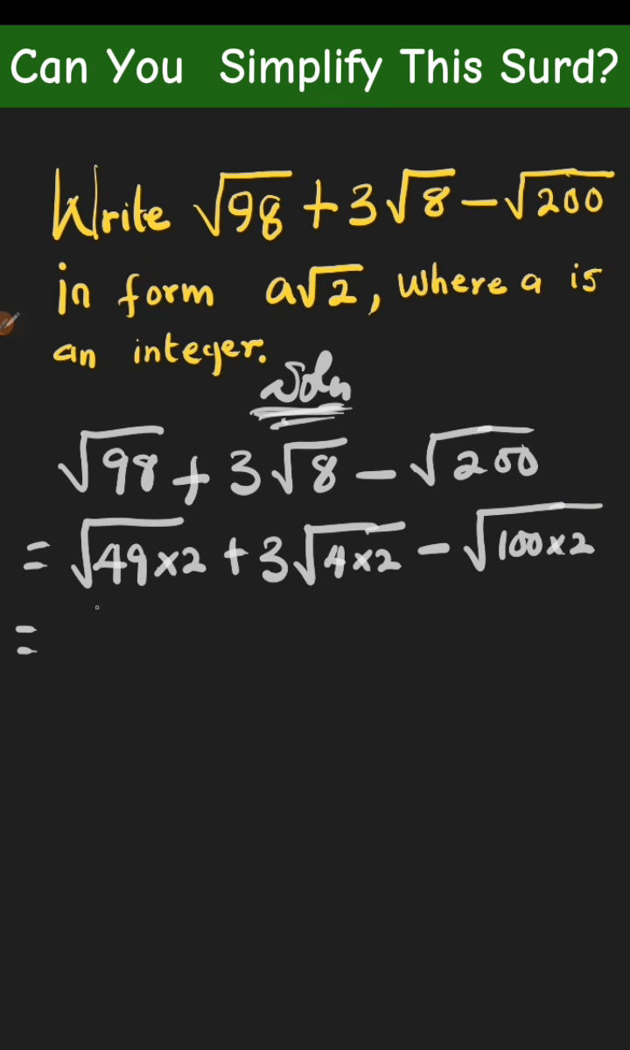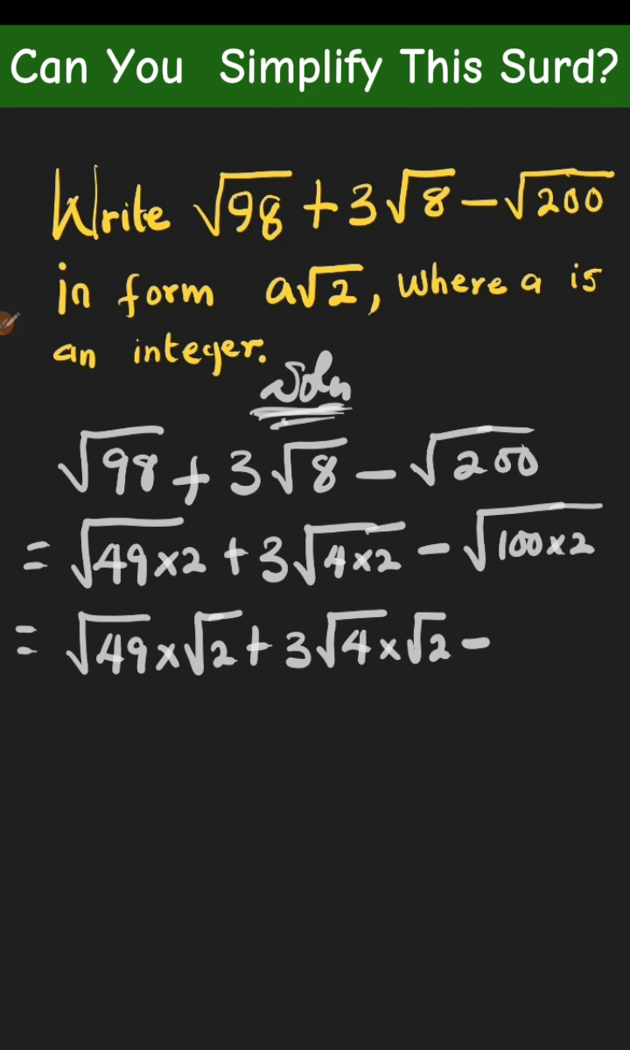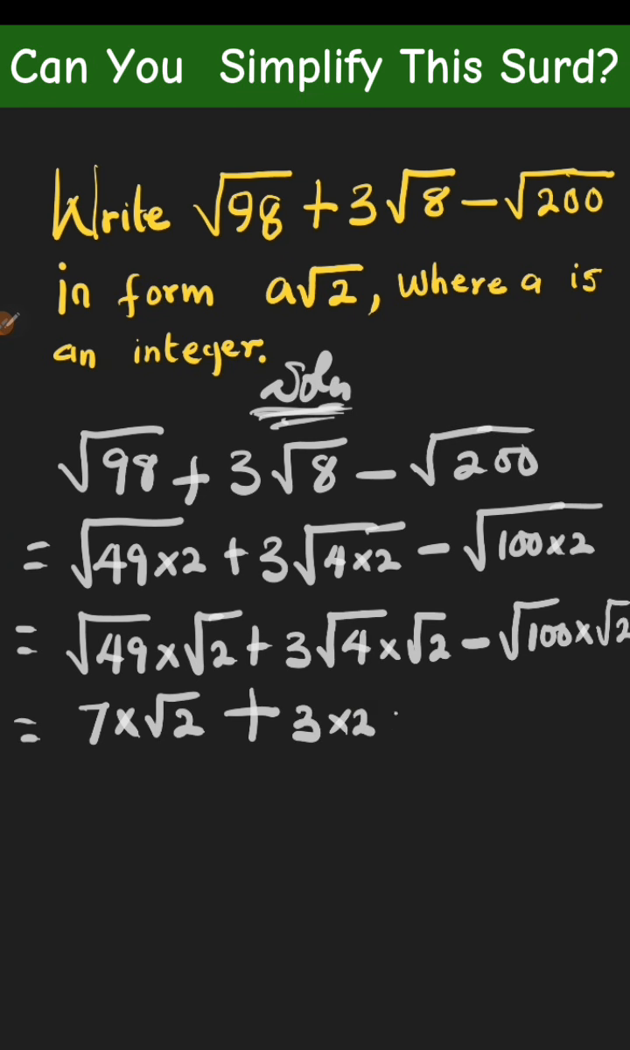If we continue, we have √49 × √2. We have to distribute the square root, plus 3√4 × √2. And when we distribute the square root again, we have minus √100 × √2. √49 means: what is that number that you will multiply by itself to give you 49, which is 7, so 7 × √2, plus 3√4, which is the same thing as 2 × √2, minus √100, which is the same thing as 10 × √2.